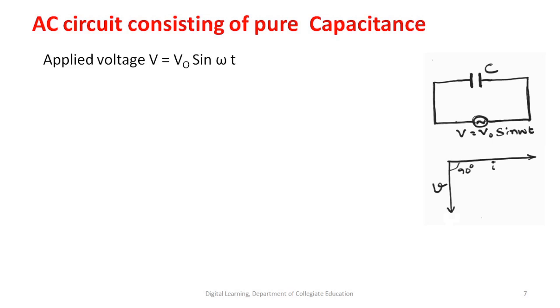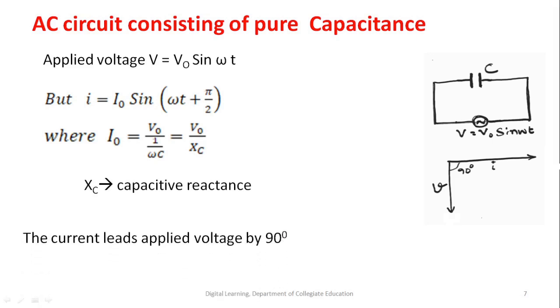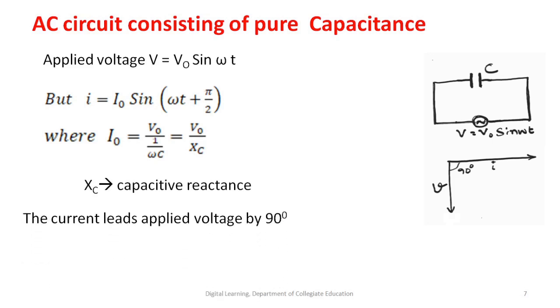Here the current is leading the voltage by an angle of 90 degrees, so I is equal to I naught sine omega t plus pi by 2, where I naught is equal to V naught by 1 over omega C, where 1 over omega C is equal to XC. Therefore, I naught is equal to V naught by XC. XC is called the capacitive reactance. Here the current leads the applied voltage by an angle of 90 degrees.